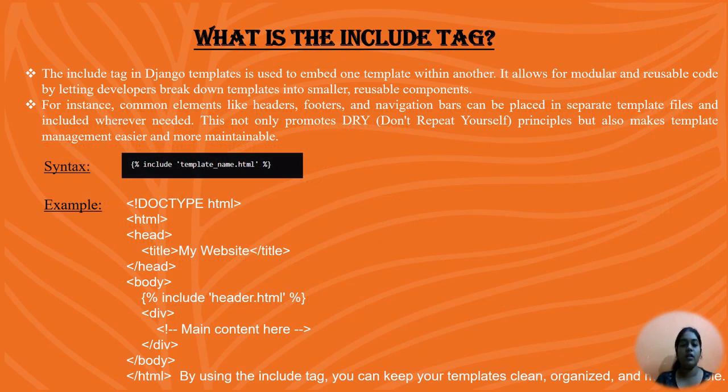Let us see what the include tag is. The include tag in Django templates is used to embed one template within another. It allows for modular and reusable code by letting developers break down templates into smaller reusable components. Common elements like headers, footers, and navigation bars can be placed in separate template files and included whenever needed.